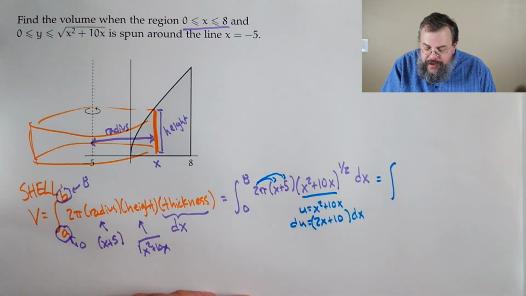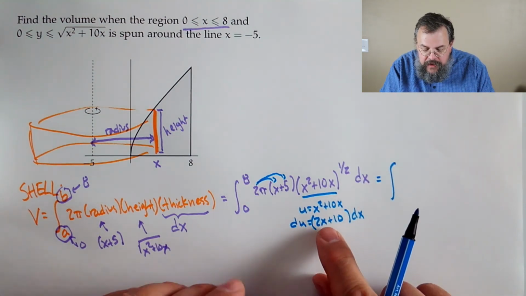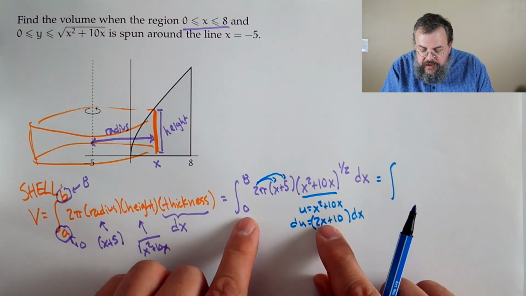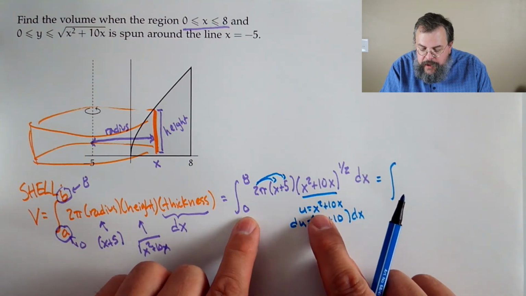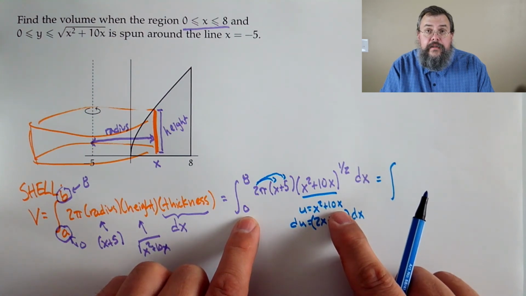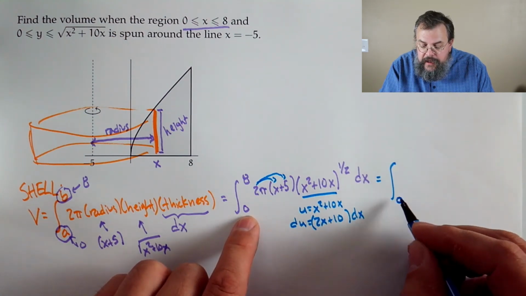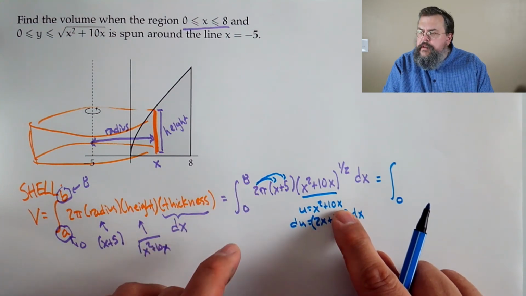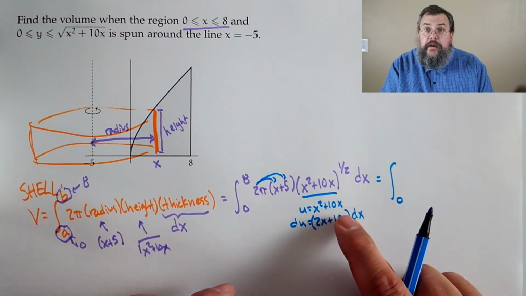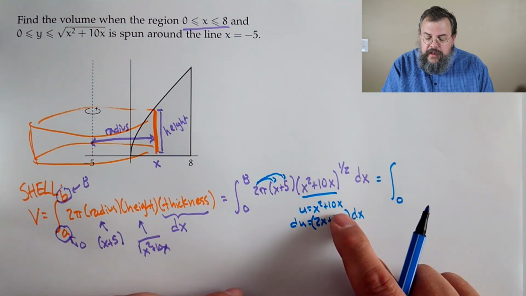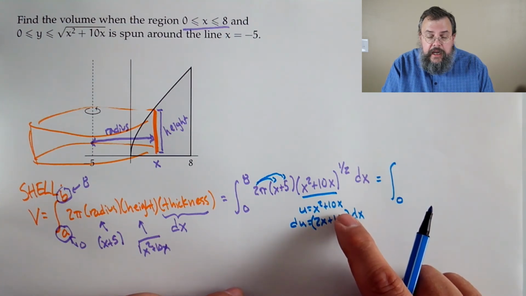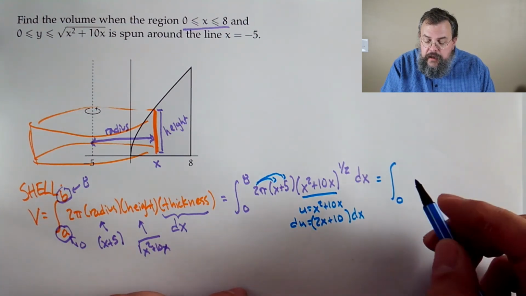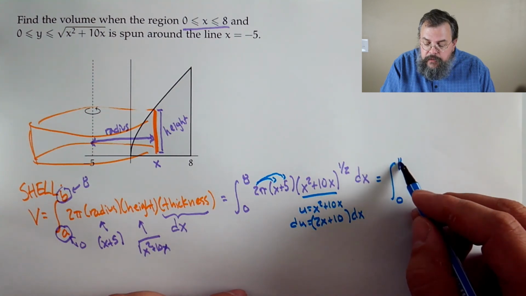All right, so integral, let's do the bounds. So the old bound of 0, plug 0 in. 0 squared plus 10 times 0, well, that's 0. Okay, how about this one? 8 squared plus 10 times 8. Ooh, that one's a little trickier. 8 squared is 64, and 10 times 8 is 80. 64 plus 80, also known as 144.